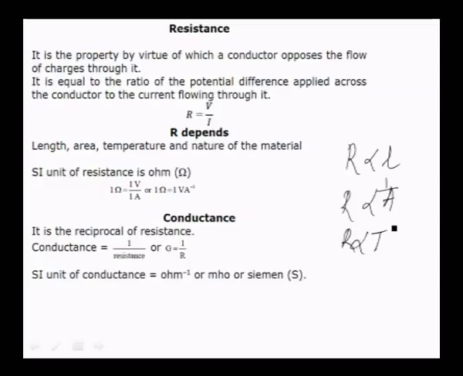The reciprocal of resistance we refer to as conductance, that is G is equal to 1 by R, the reciprocal of the resistance. The SI unit is per ohm or Siemens. These are the two units used for the measurement of the conductance.